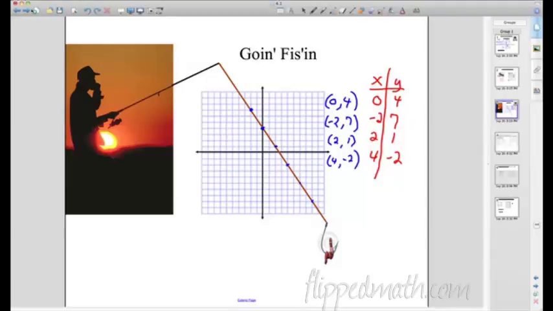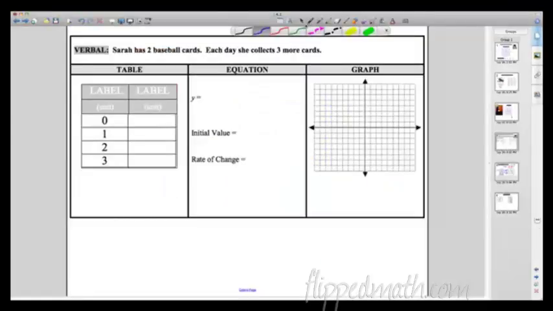Next slide, please. All right, let's look at a word problem real quick here. Check it out. It says Sarah has 2 baseball cards. Each day she collects 3 more cards. So we've kind of been toying with this idea of writing a rule or writing an equation. That's what I'd like to do here. I'd like to go from this verbal expression to an equation.